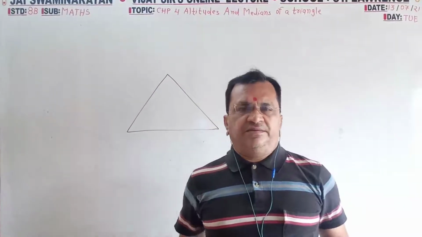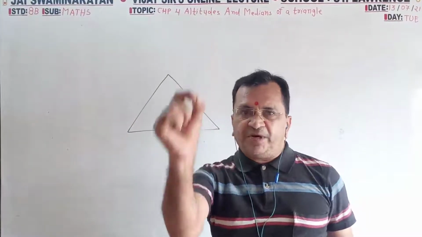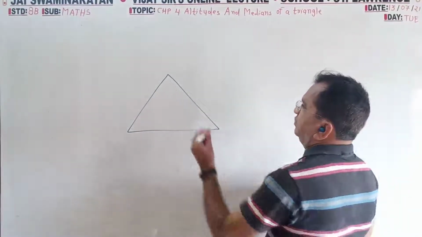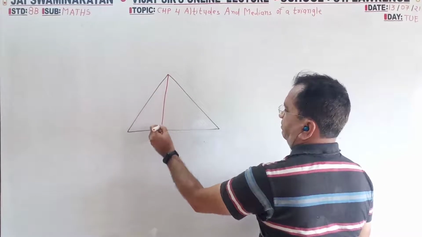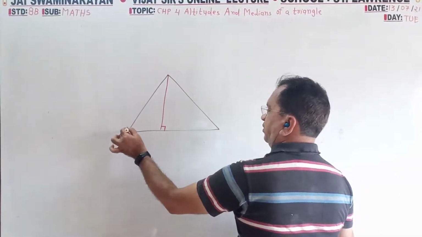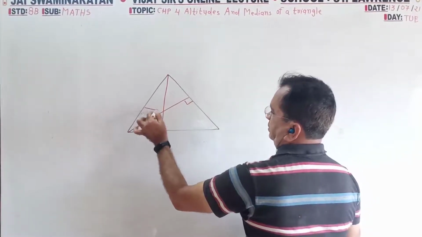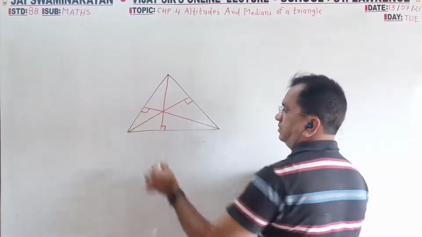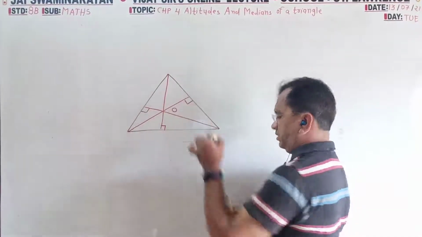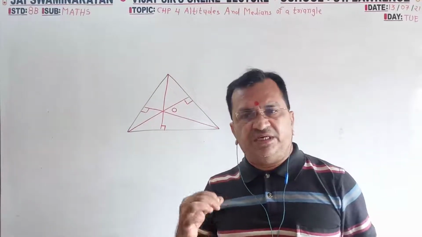In a triangle, from any vertex, draw a perpendicular line on the opposite side from this vertex; that perpendicular is the altitude. Red mark is altitude. From here, it is altitude. From here it is altitude. So first of all, definition of altitude. What is altitude?